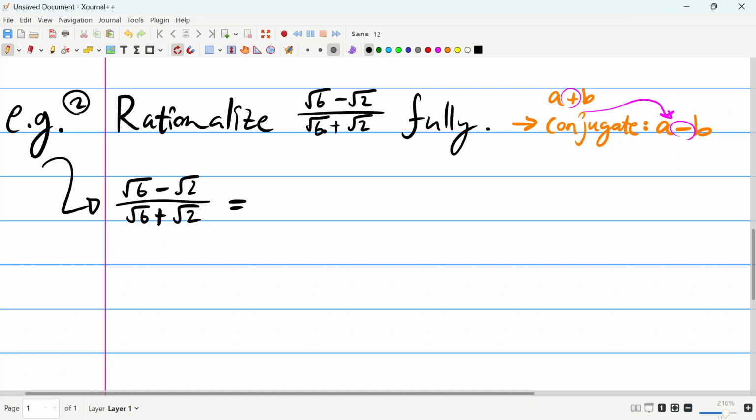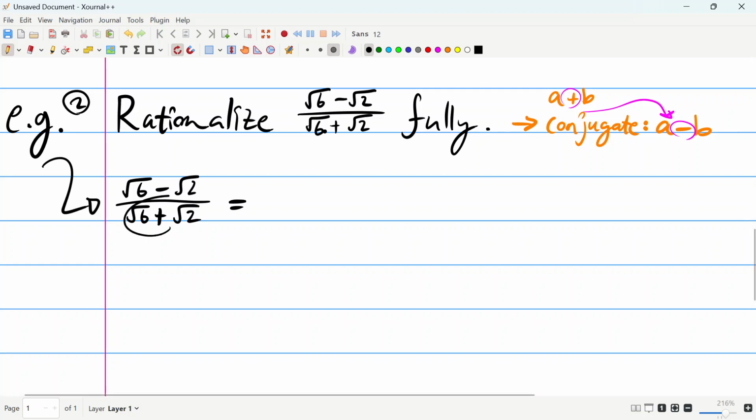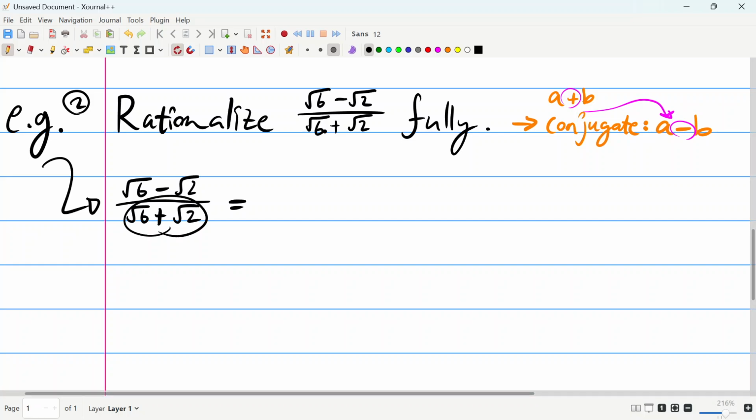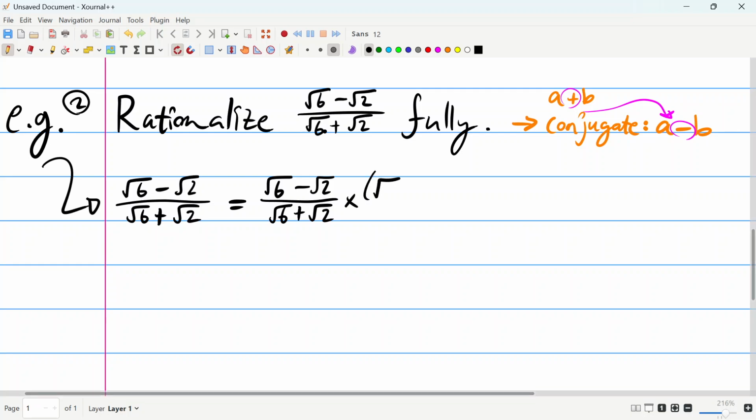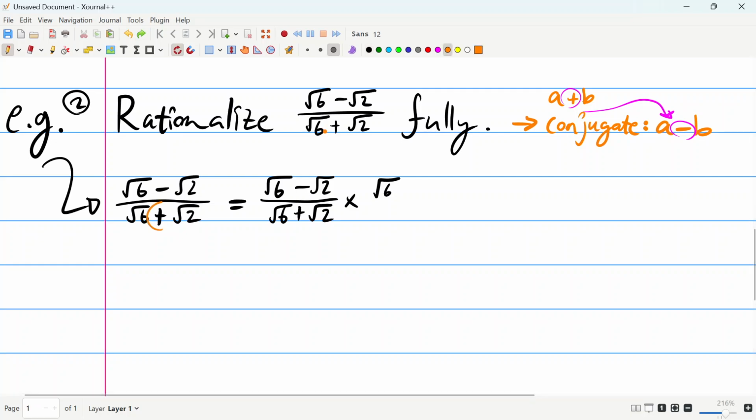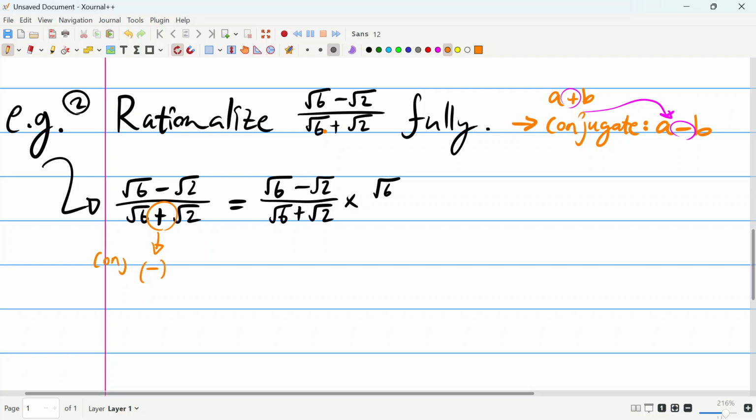So we have the square root of 6 minus the square root of 2 over the square root of 6 plus the square root of 2. And we are going to multiply, just like we did in the first one, just by the denominator dividing itself, except we're going to use the conjugate dividing itself, okay? Meaning, we are going to multiply by the square root of 6 minus the square root of 2, because the conjugate of the square root of 6 plus the square root of 2 is just the square root of 6 minus the square root of 2. Why? Because we are going to change the sign to a minus. And that is what the conjugate is.